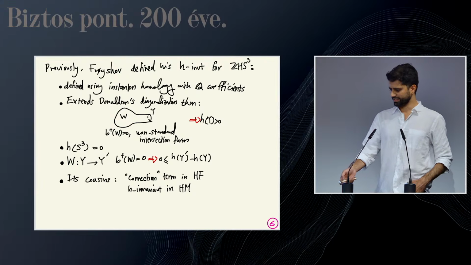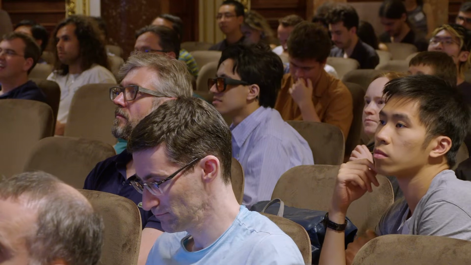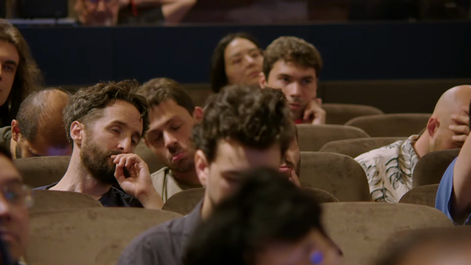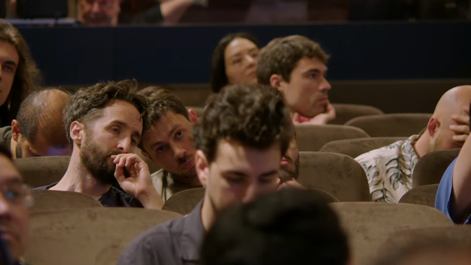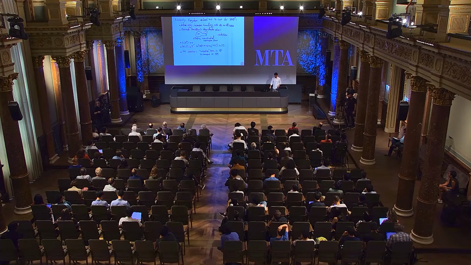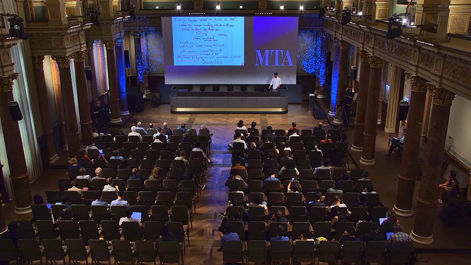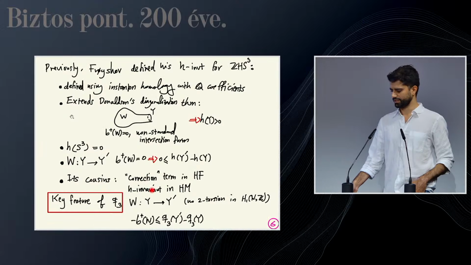I want to emphasize that these all satisfy similar inequalities, where the assumption is that b plus is equal to 0. A key feature of q3 here is that you don't need that assumption. So you can still get control. You can get some inequality between the difference of the q3 of the ends, even when your cobordism is not negative definite.